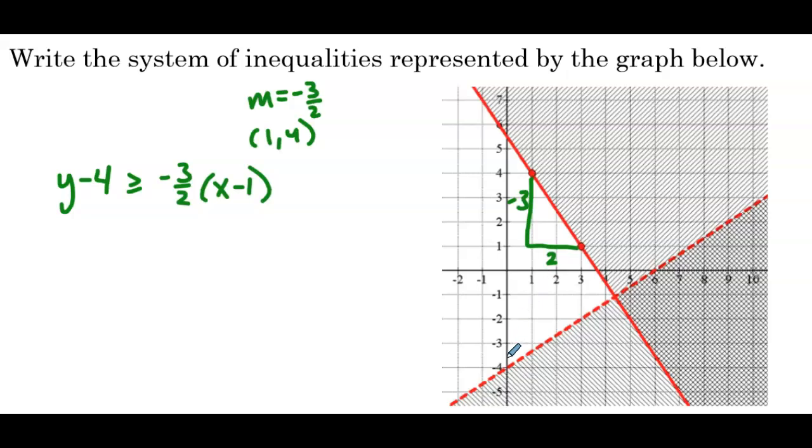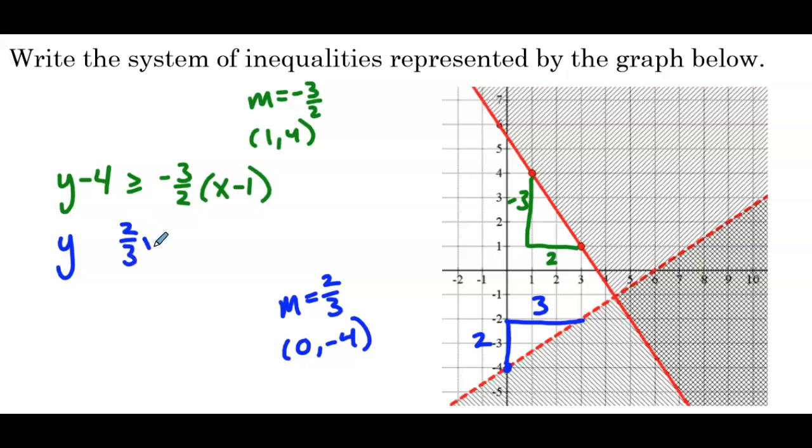The other line has a nice y-intercept, and the slope is up 2 to the right 3. So we have a slope of 2/3, and the point is (0, -4). So we can write this in slope-intercept form. So y is equal to or greater than, we're not sure yet, 2/3 x minus 4.